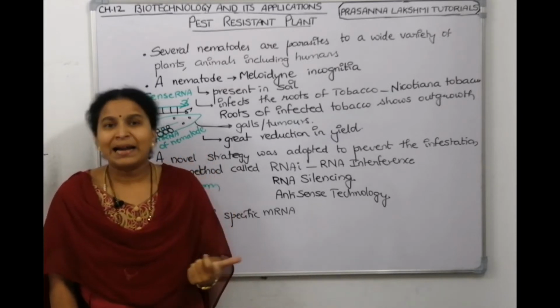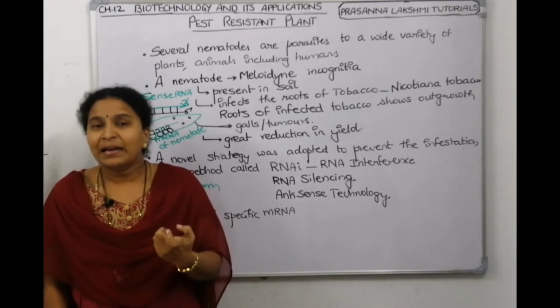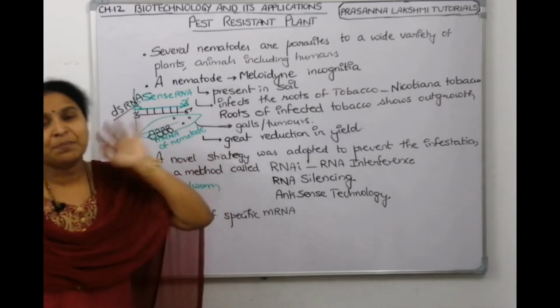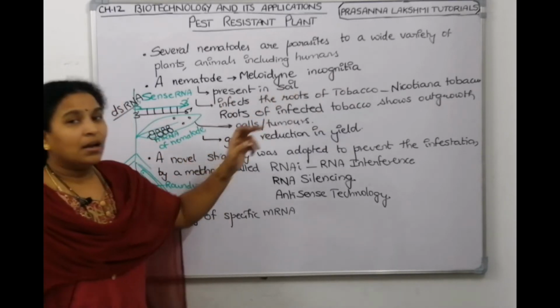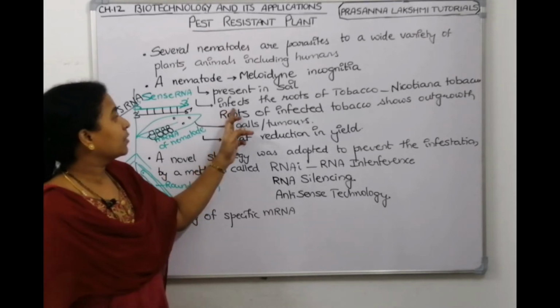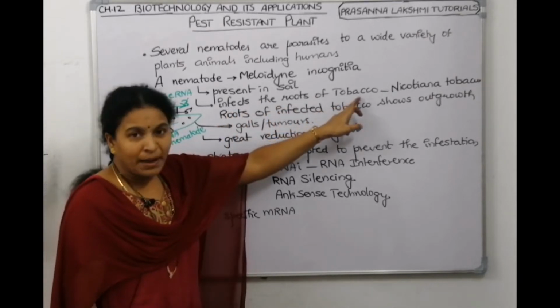We are talking about plant pests. The name of the plant nematode is Meloidogyne incognita. Where is it present? In the soil. Which part of the plant does it infect? The root. It infects the root of the tobacco plant.